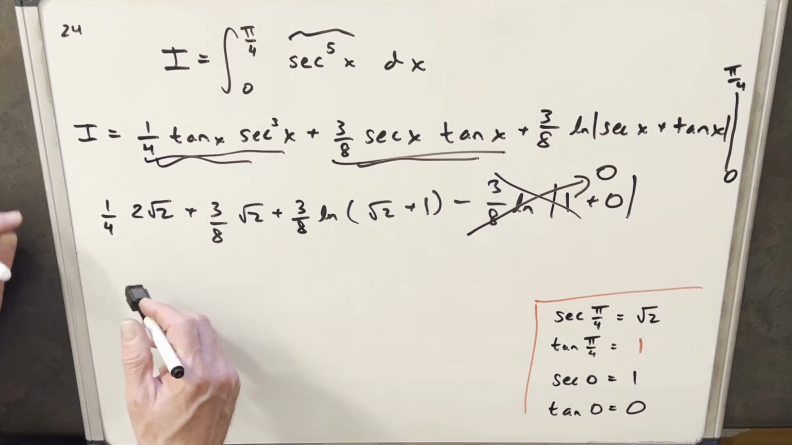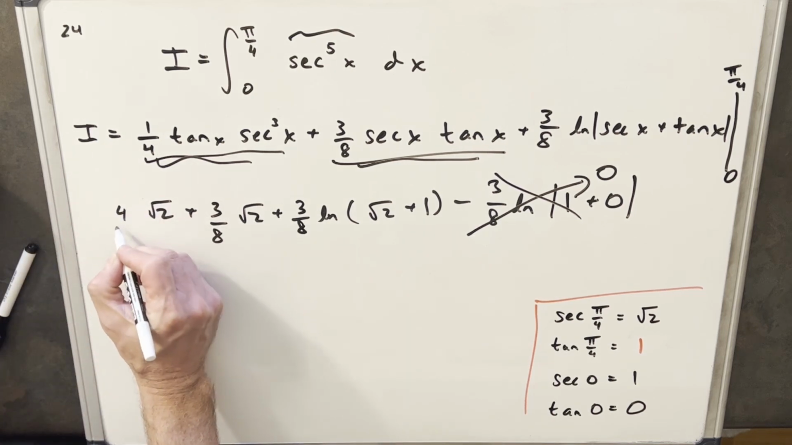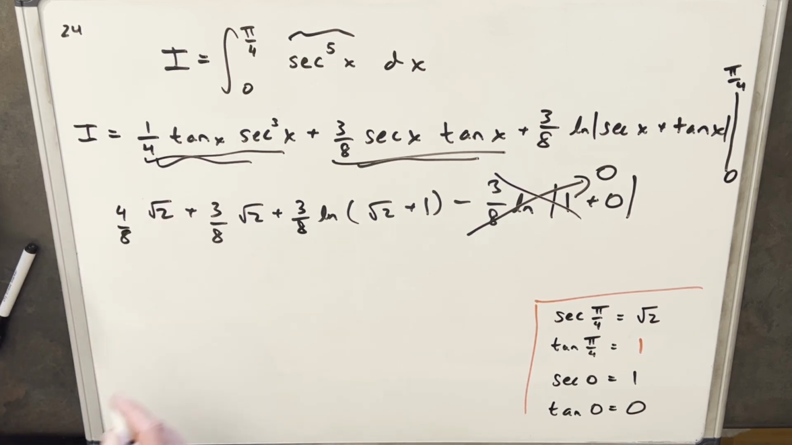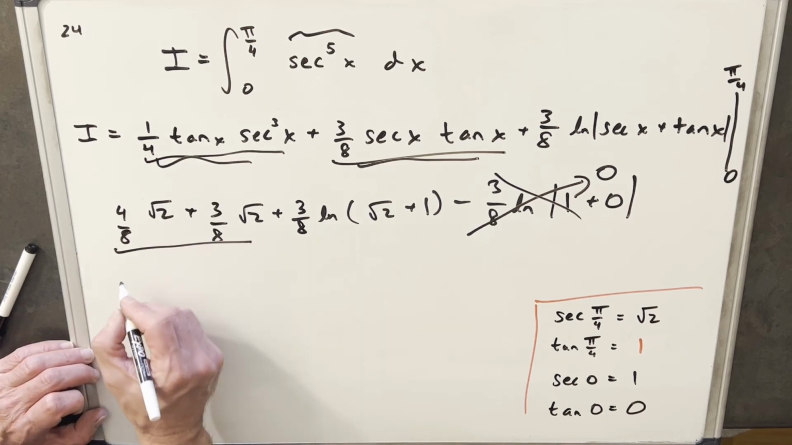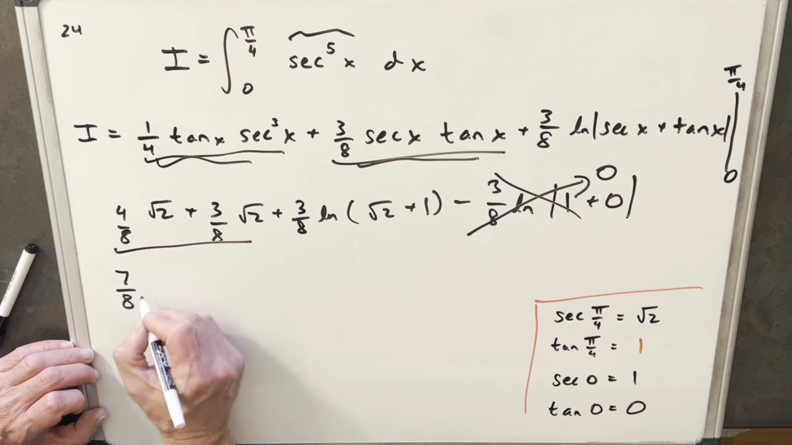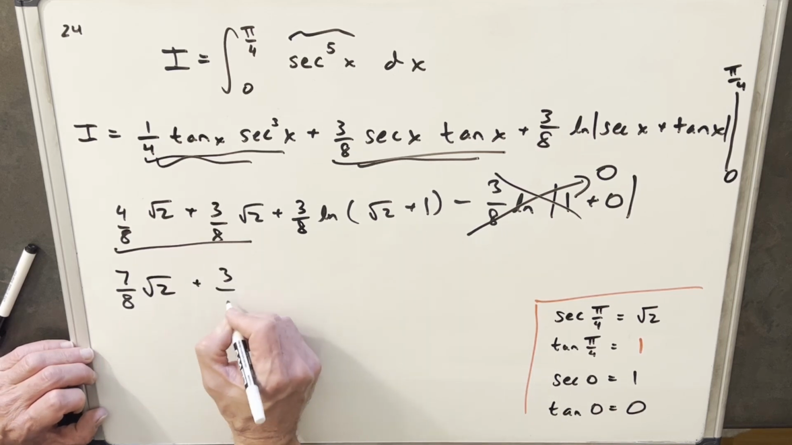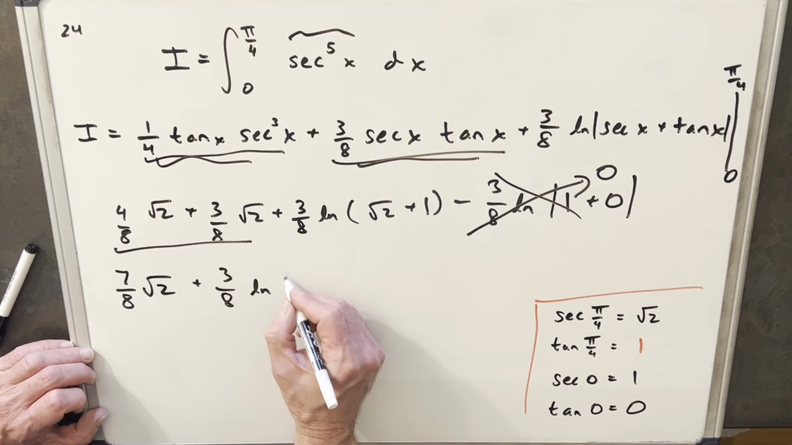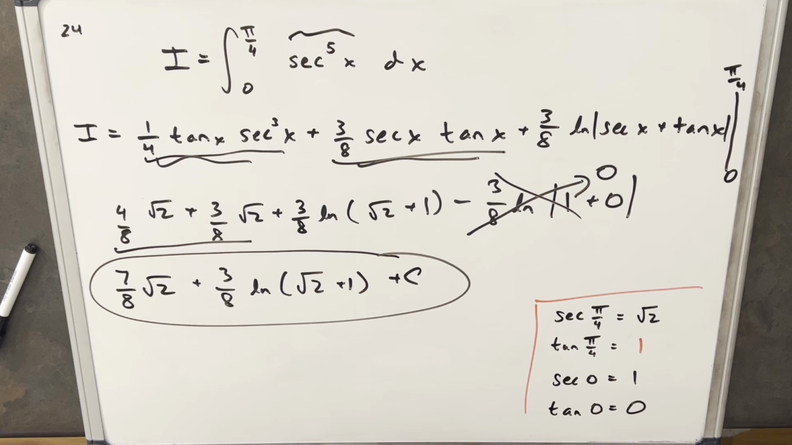Here we have 2/4. I'm going to rewrite that as 4/8. I mean, it's 1/2, but I want to combine it with this. So then combining these two terms, 4/8 and 3/8, is going to be 7/8 square root of 2. And then here this is going to be as it is, 3/8 natural log of square root of 2 plus 1. Okay, that's it. Just integration by parts with quite a few steps. So we'll stop it there.